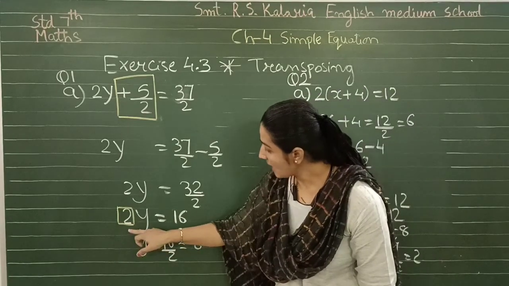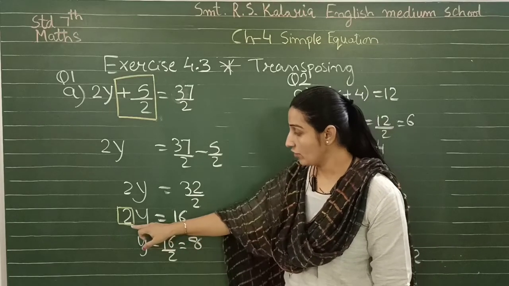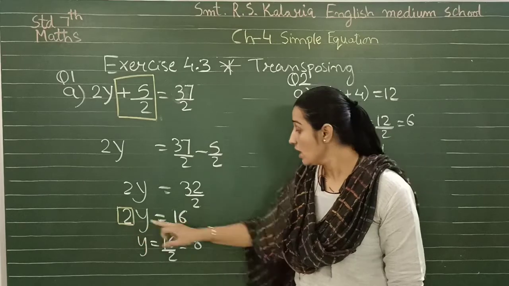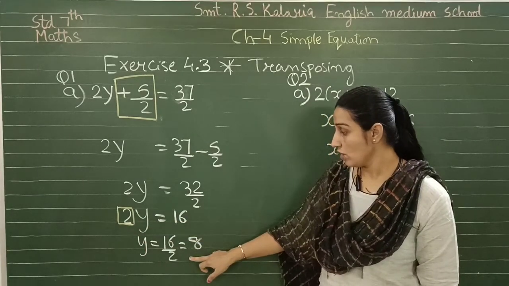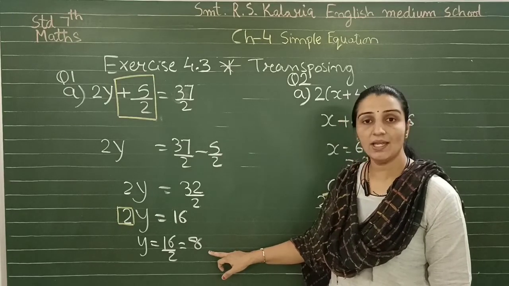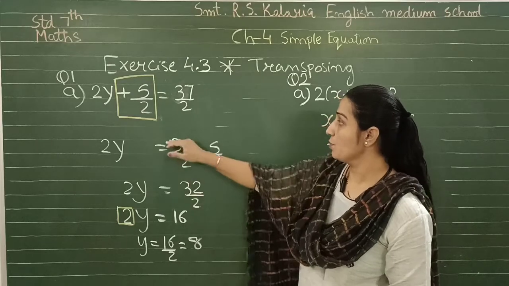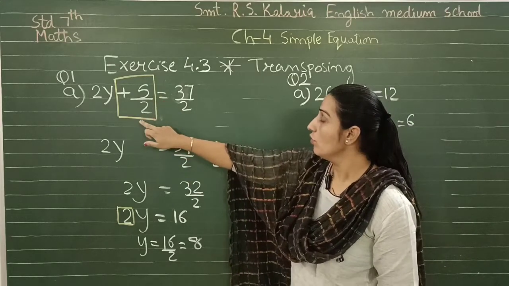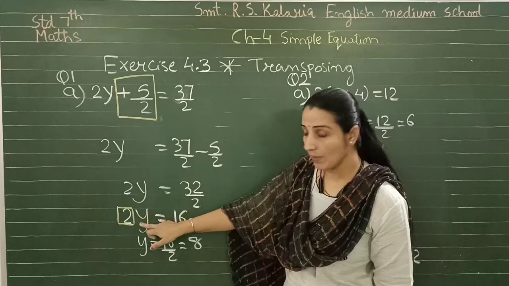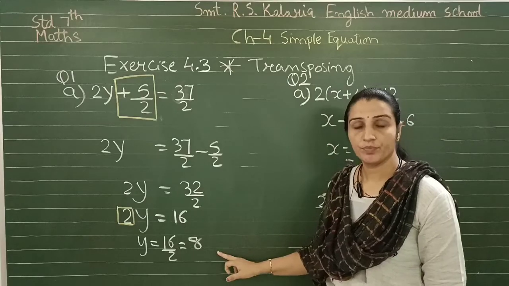Now I just have 2y is equal to 16. Now I will transpose this 2, which is in multiplication position, to the division position on the other hand. So I get the value y is equal to 8. So here we have transposed plus 5 upon 2 from left hand side to the right hand side, and multiply by 2 from left hand side to the right hand side.